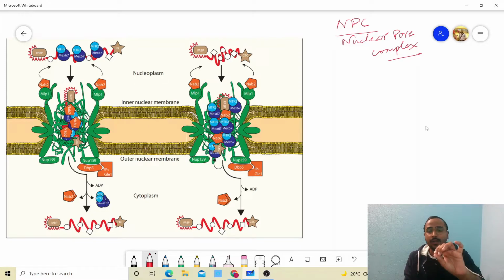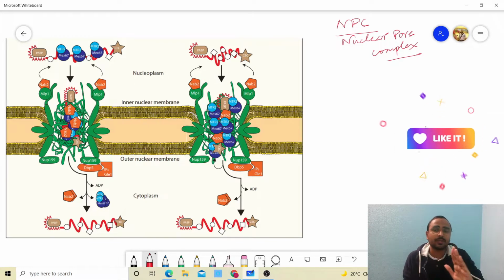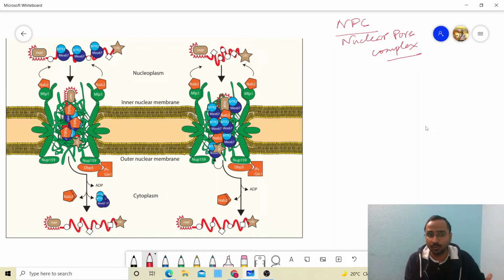The mRNP must be transported through a nuclear pore complex, and as you know, the nuclear pore complex consists of several proteins, several NUPs, that is, nucleoporins. The nucleoporins, or NUPs, will help in this transport mechanism, or export mechanism.